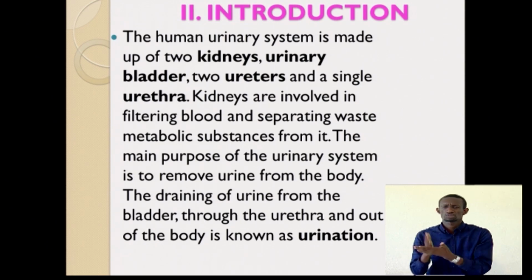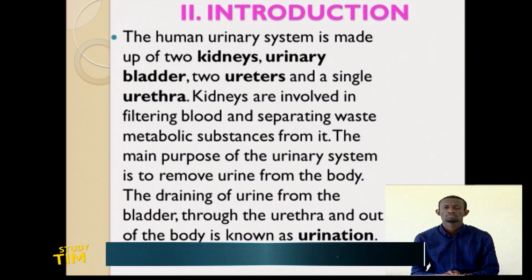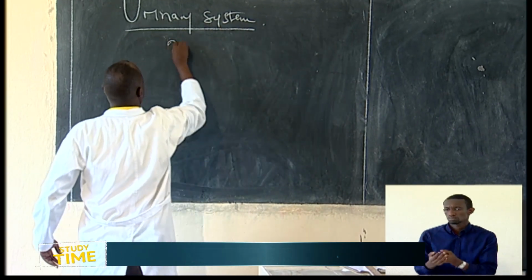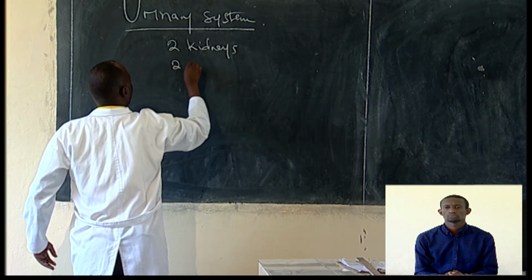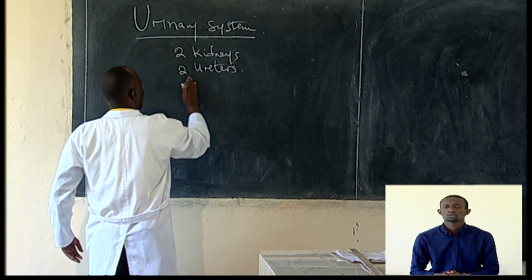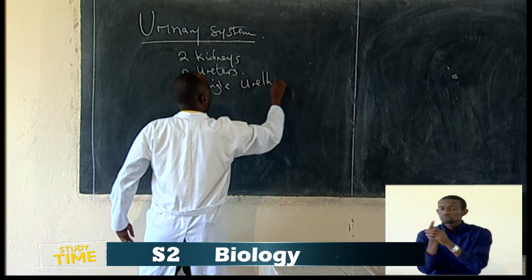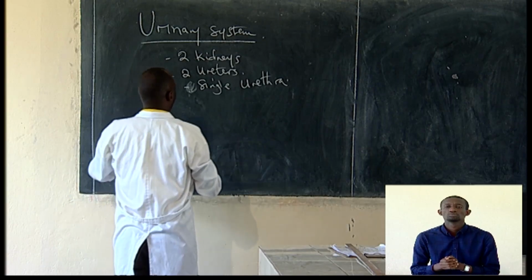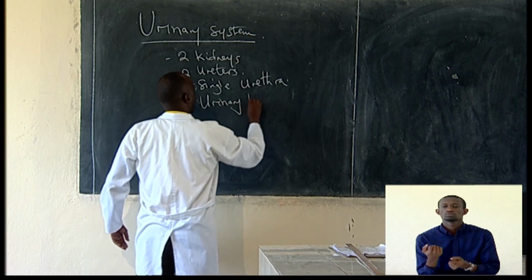So the urinary system is composed of 2 kidneys, 2 ureters, a single urethra, and also the urinary bladder, which normally stores urine temporarily.